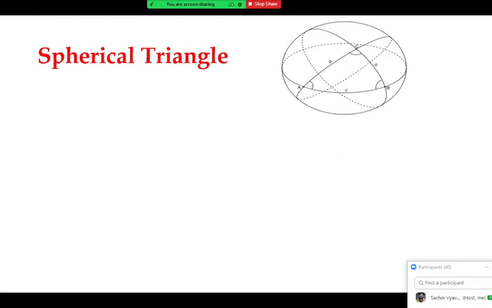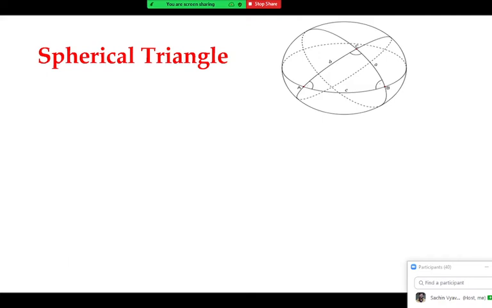One more triangle is shown on the surface of the sphere here. You will observe again here is a sphere, and this spherical triangle is a curved triangle. It is not a plane triangle. It is not in the XY plane. It is a curved triangle on the surface.